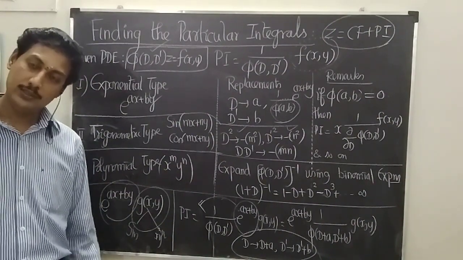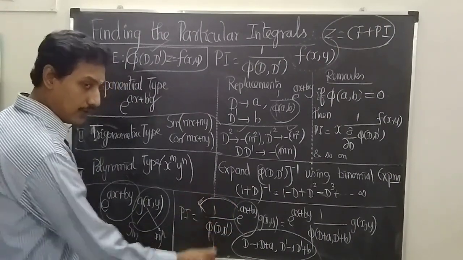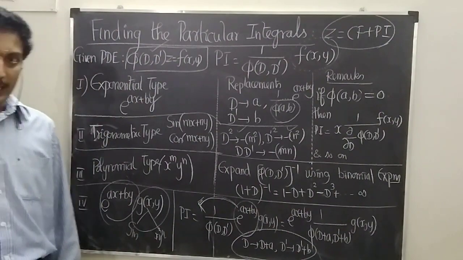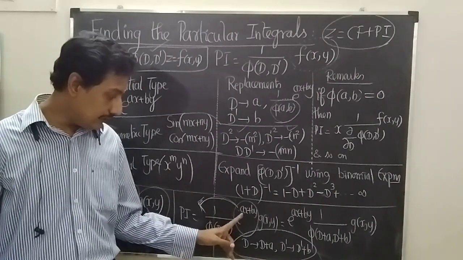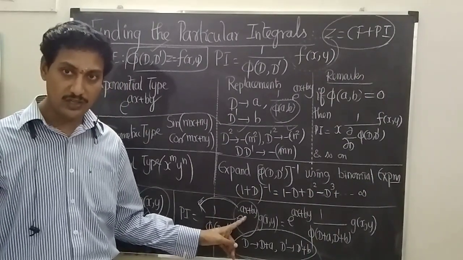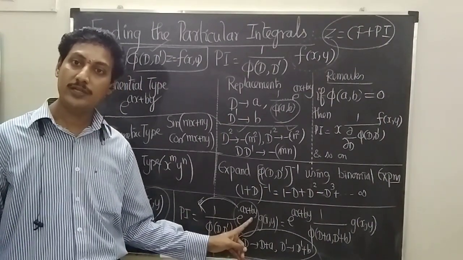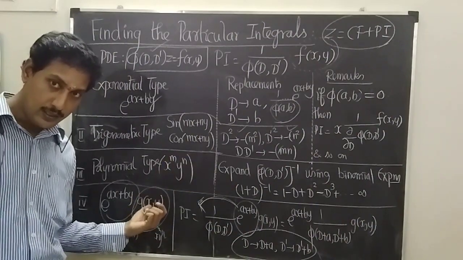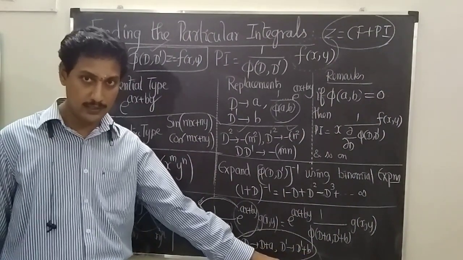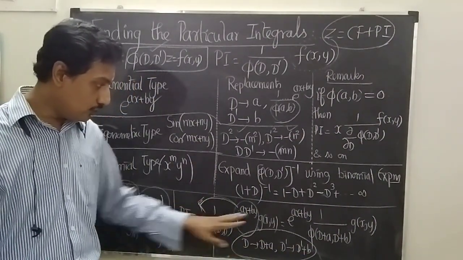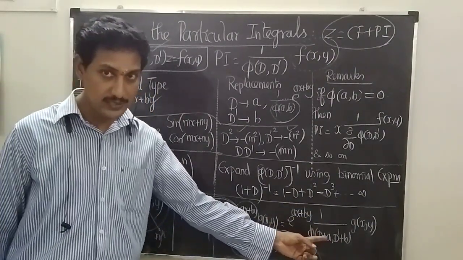What can we do? Very simple. Let us pull out the exponential factor in front of the operator phi of D comma D dash. At the same time, replace D by D plus a, because in this exponential term the coefficient of x is a. Similarly, the coefficient of y is b, so replace D dash by D dash plus b. So after pulling out, we don't touch the exponential term, and 1 by phi of D comma D dash becomes 1 by phi of D plus a and D dash plus b.